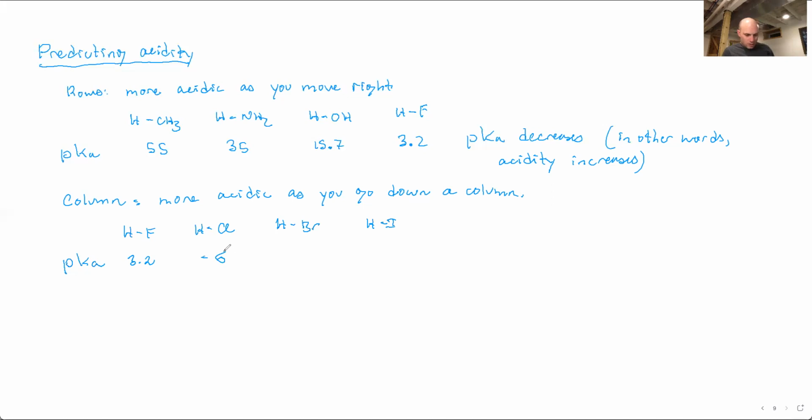HCl is -6, HBr is -8, and HI is going to be -10. Okay, and so the explanation here is that as you're moving down the column, when you remove the proton from that species, the resulting anion gets larger as you move down the column.